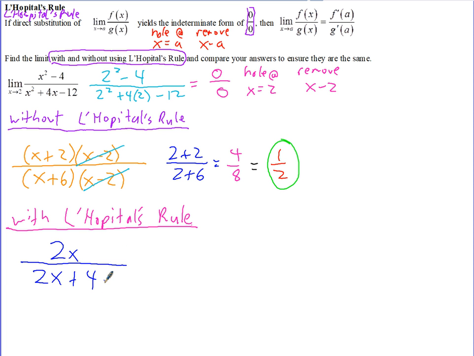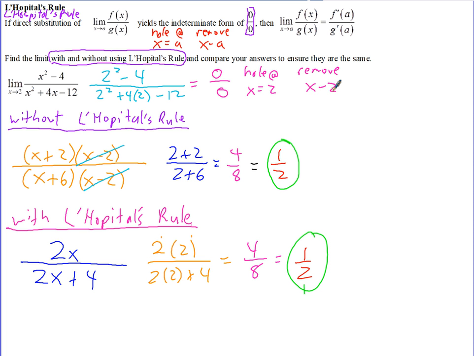And then once you take the derivative of each one separately, then you can substitute in 2, what x is approaching again. That's what a is represented by. So 2 times 2 over 2 times 2 plus 4 gives you 4 over 4 plus 4, 8. So notice again, we get the same answer of 1/2. So here there's 2 different ways of figuring out this limit. One, using factoring to remove the factor x minus 2 creating a hole, and the other is with L'Hopital's rule.